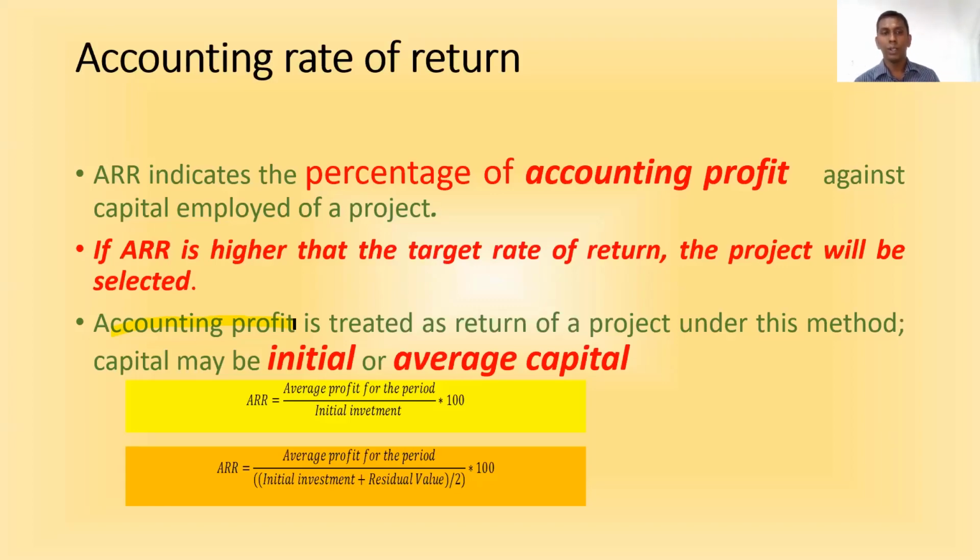That's a pretty important thing, right? Only accounting rate of return uses accounting profits to evaluate the project. All other discounted and non-discounted cash flow methods use cash flow to evaluate the project. That's a pretty important point here, right? Then look at what is the meaning of initial capital and what is the meaning of average capital.